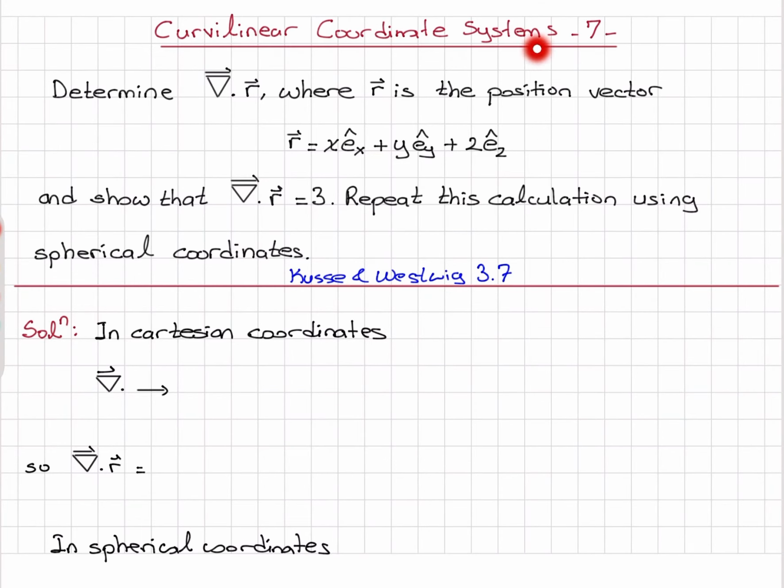Curvilinear coordinate system 7. Determine divergence of the vector r, where vector r is the position vector x e_x hat plus y e_y hat plus z e_z hat, and show that divergence of r is equal to 3. And then we will repeat this calculation using spherical coordinates.